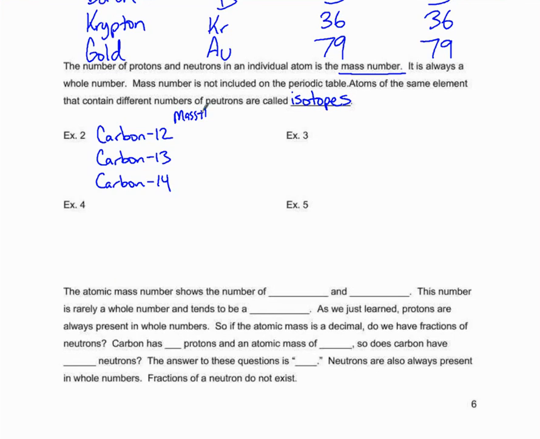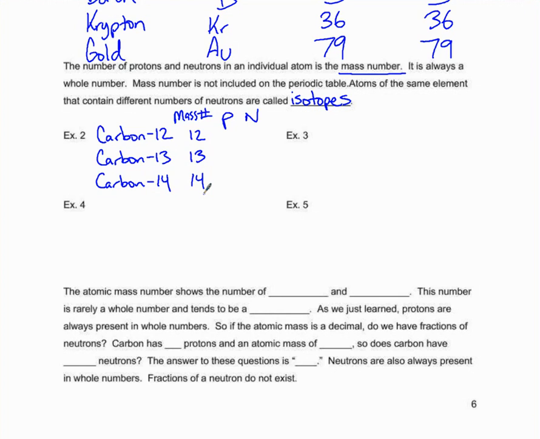So let's look at its mass number, its number of protons, and its number of neutrons. When it's written like this, the mass number is the number at the end. So the mass number of carbon 12 is 12. The mass number of carbon 13 is 13. The mass number of carbon 14 is 14.